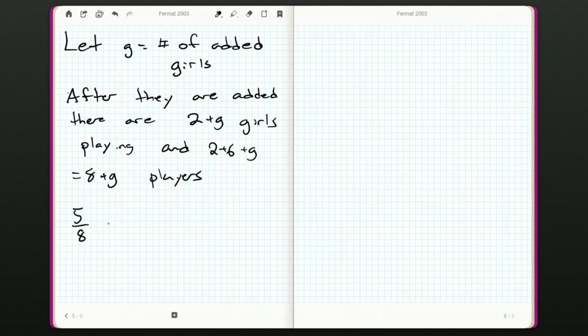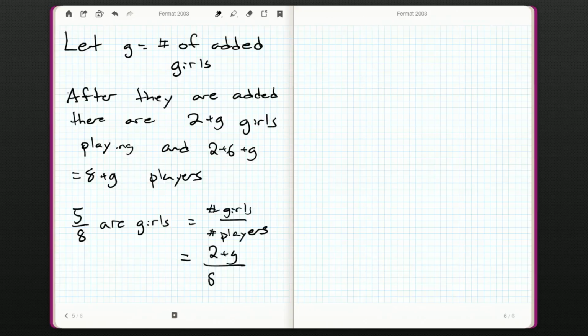So 5/8 of the players are girls. Well, that means that number of girls over number of players must be 5/8. But we have expressions for these, 2 plus G and 8 plus G. So 2 plus G over 8 plus G, that should be 5/8.